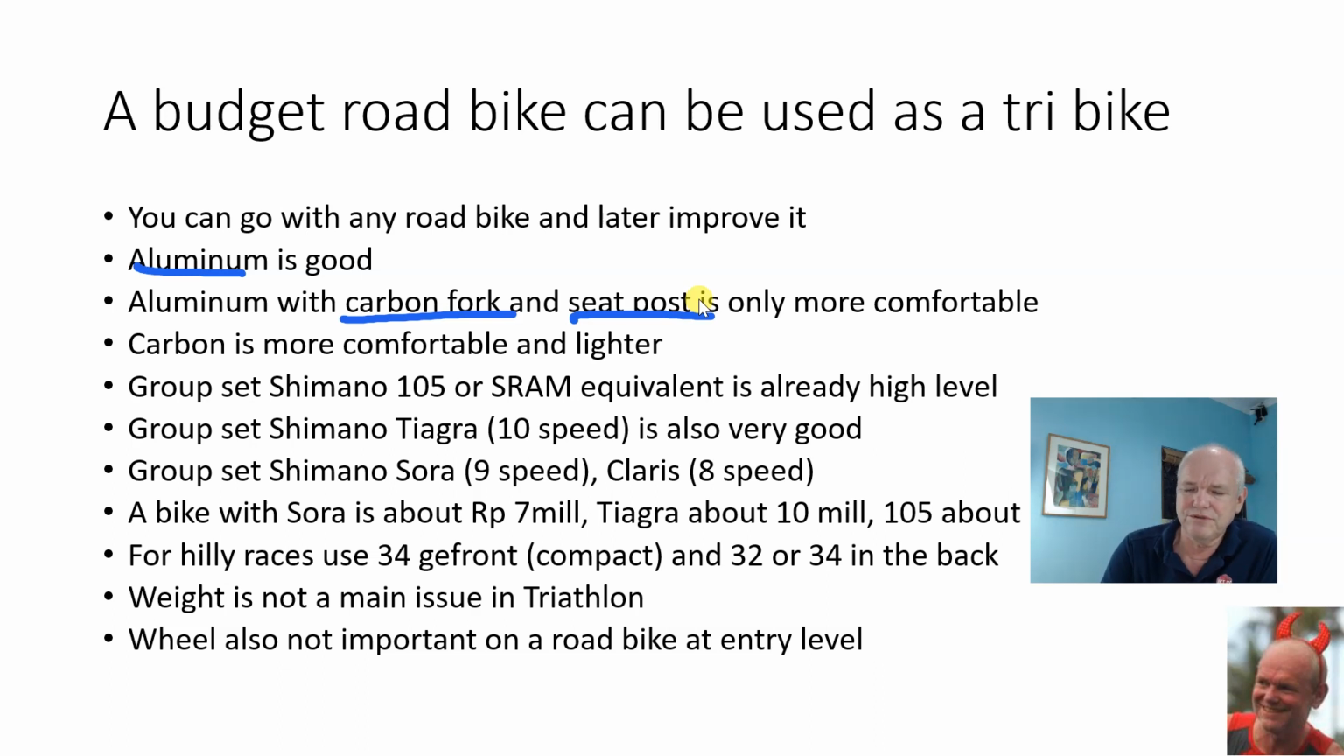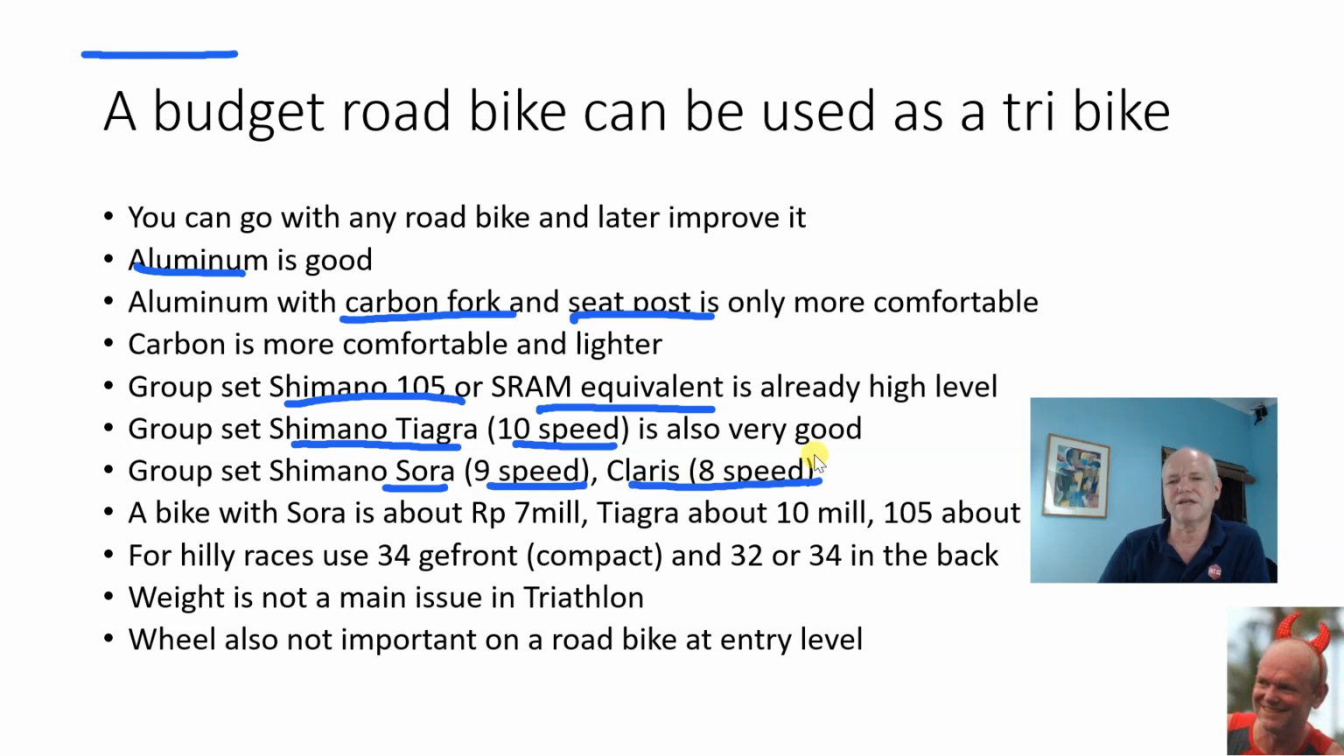Then if you look for the group set, the better ones have already the Shimano 105, or the equivalent from SRAM. If you are a little bit lower in the budget, the next one would be Shimano Tiagra, that is 10 speed. Then the Sora, which has 9 speed, that is the same which I have on my old bike. And then a little bit lower is the Claris with 8 speed.